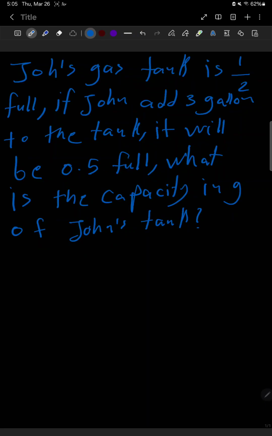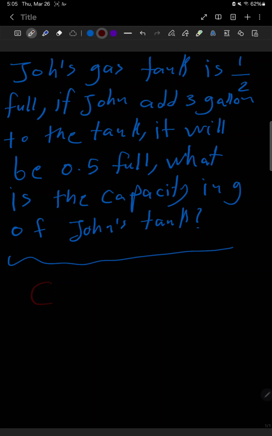We have this other example. John's gas tank is half full. If John adds 3 gallons to the tank, it will be half full. What is the capacity in gallons of John's tank? This is a very common example that you could see a lot in the GMAT exam.